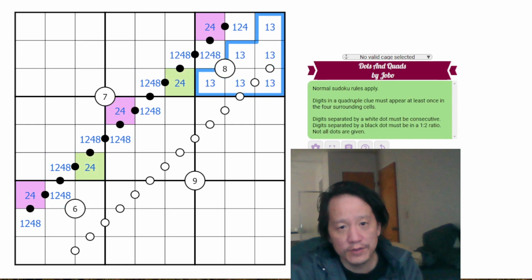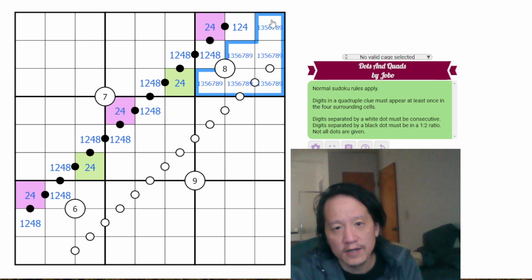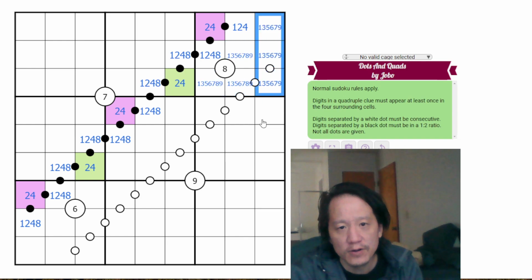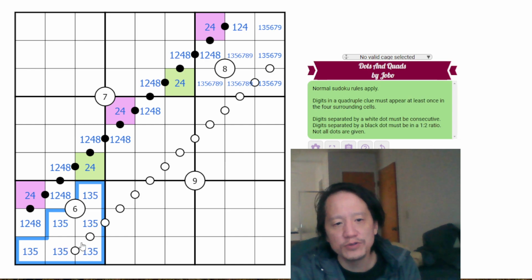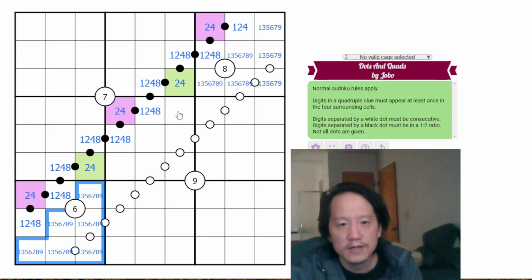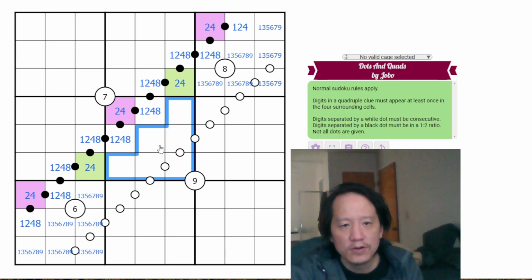So this is 1, 3, 5, 6, 7, 8, 9. And 8 can obviously not be here. Now, 1 cannot be consecutive. Okay, so similar here. This cannot contain 2 or 4. So 1, 3, 5, 6, 7, 8, 9. Same here. This can't be 2 or 4. So we have 1, 3, 5, 6, 7, 8, 9.